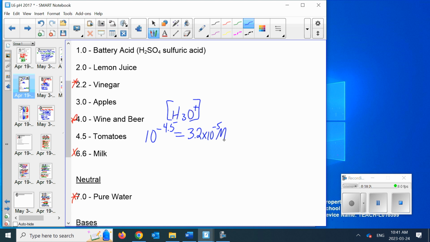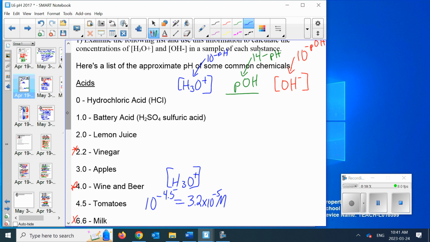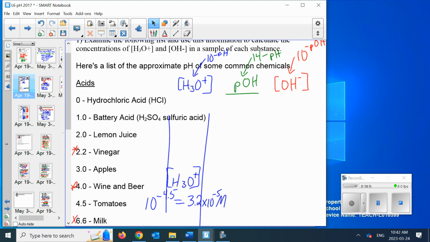Now, you have to write down, because this is going to be repetitive calculations. For vinegar, 10 to the negative 2.2. Apples, 10 to the negative 3. 10 to the negative 4. 10 to the negative 4.5. 10 to the negative 6. I don't think you need to show your work. If you just do them all as a column straight underneath, maybe write at the top, 10 to the negative pH, and that's what you use to do all of these calculations. I just want you to get nifty with these numbers. Okay?